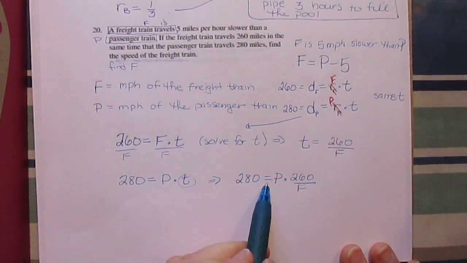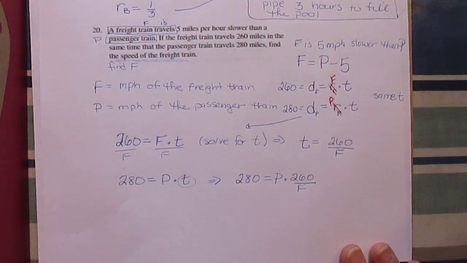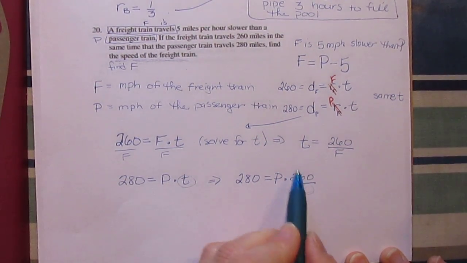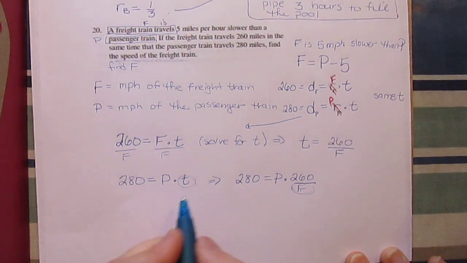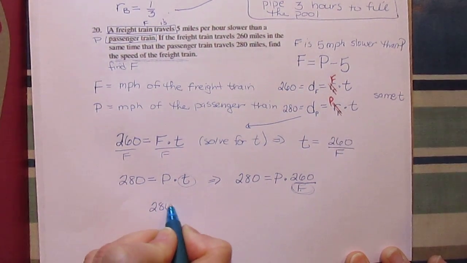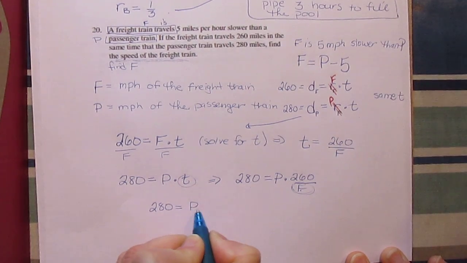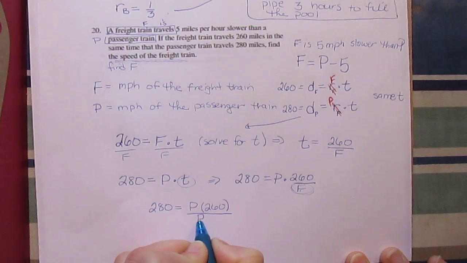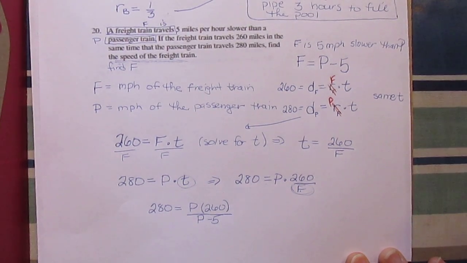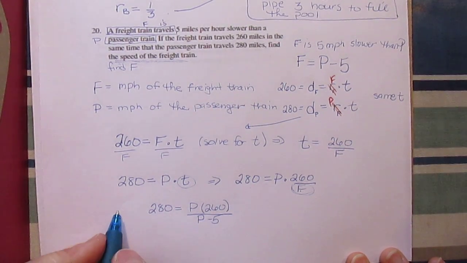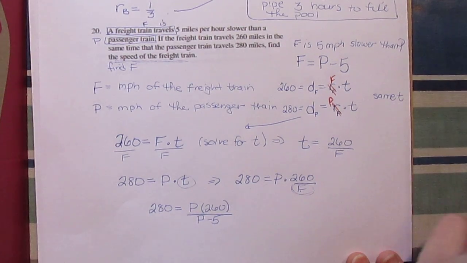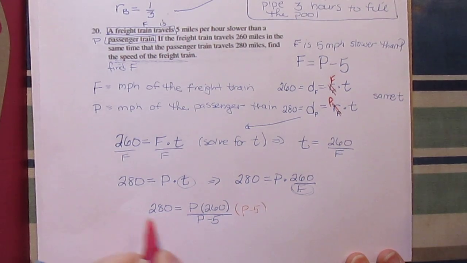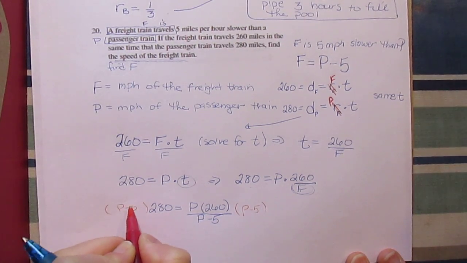I need to solve this, but I also know that F equals P minus 5. F equals P minus 5, so I'm going to substitute that. 280 equals P times 260 over P minus 5. Solve this. Multiply by P minus 5 on both sides. That's the least common multiple of the denominator.